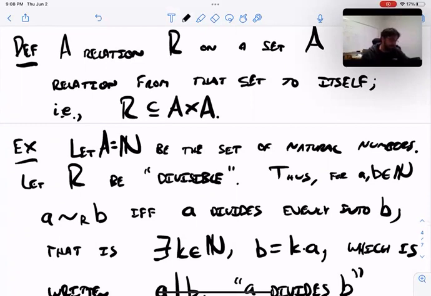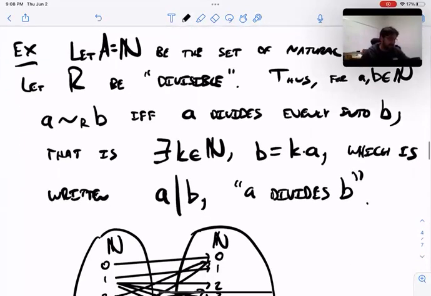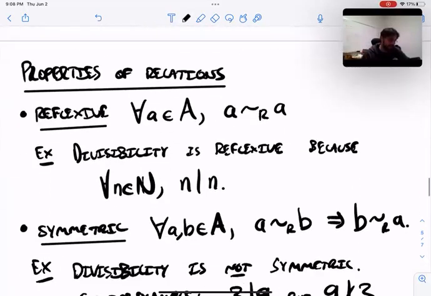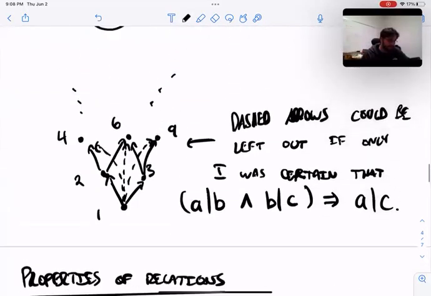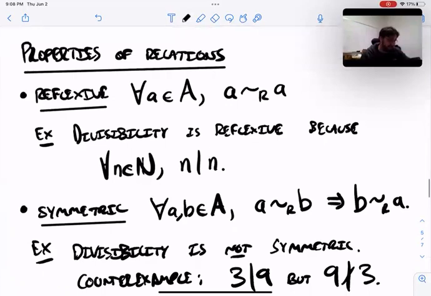Maybe the most often used case of relation is on a set, so a relation from a set to itself. So you're doing the Cartesian product of a set with itself. And here, divisibility is a classic example of this relation, where one number relates to another if and only if it divides it. Some nice questions that you can ask about relations, when you know these properties, make diagrams easier to draw and tell you lots about the structure of your relation.